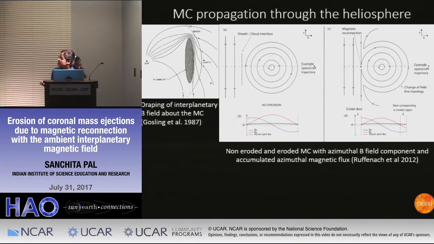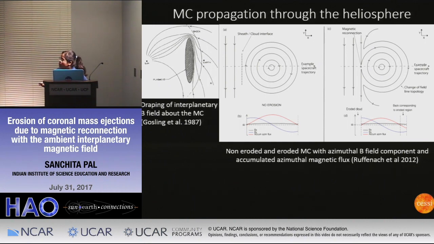So here this is the cross section of a magnetic cloud, and you can see the azimuthal fields. These are pointed by this arrow, and this is the ambient field. So when they come closer, you can see that they have reconnected, and so part of the magnetic cloud's magnetic field is eroded. So that can be observed at 1 AU by this structure.